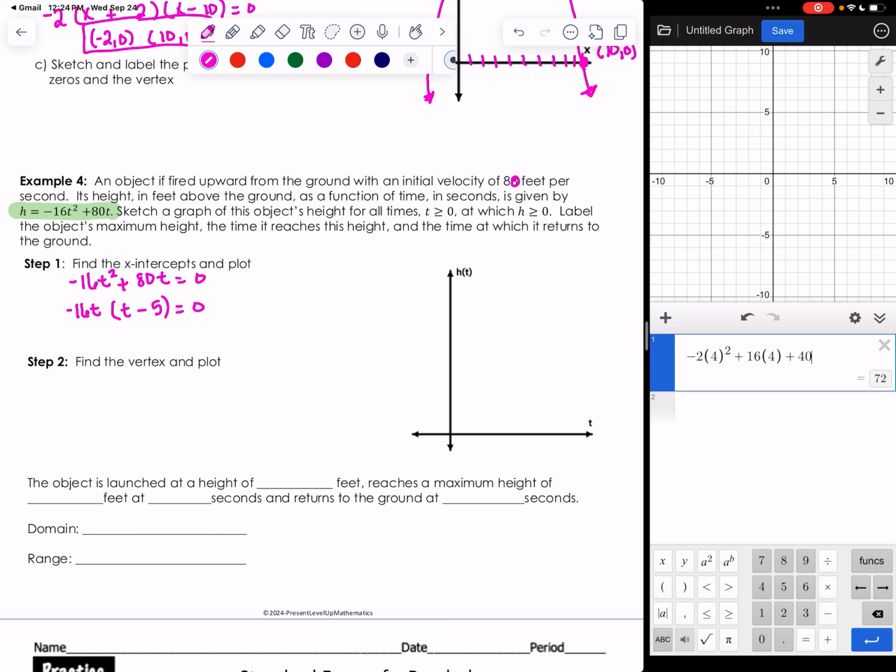Now, if I set these equal to 0 and solve them, -16t equals 0. If I divide both sides by -16, I get t equals 0. And t minus 5 equals 0, I get t equals 5. So our x-intercepts are at (0, 0) and (5, 0). So it says to find the x-intercepts and plot. So here's our (0, 0), and then 1, 2, 3, 4, 5. So (5, 0). All right.